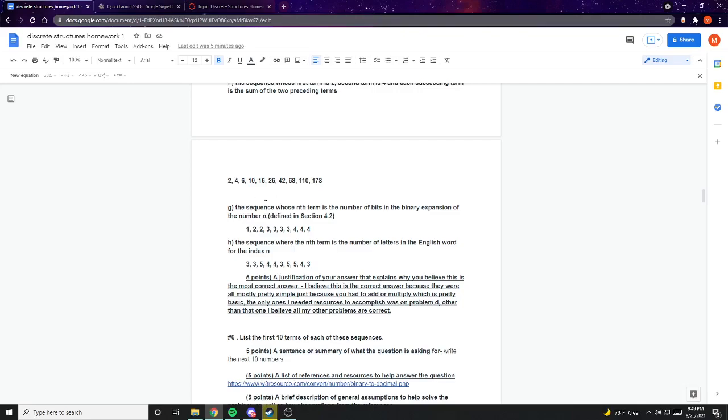So G is the sequence whose nth term is the number of bits in the binary expansion of the number n. So it's 1, 2, 2, 3, 3, 3, 3, 4, 4, 4.